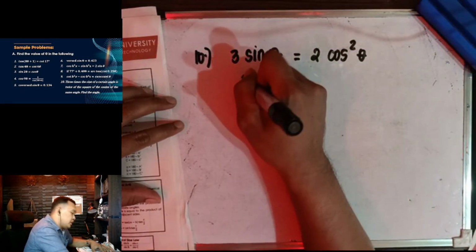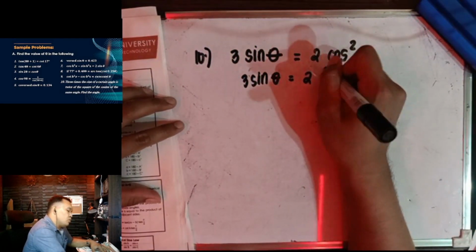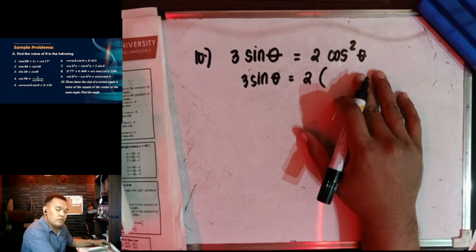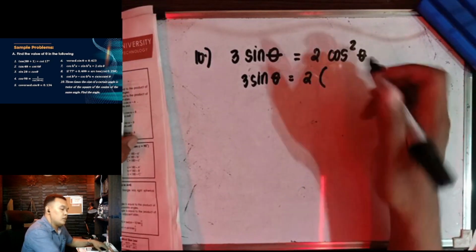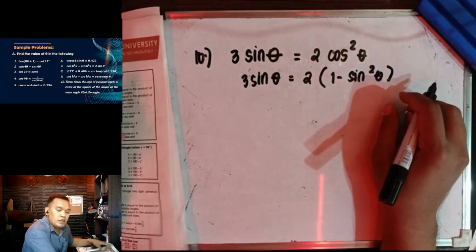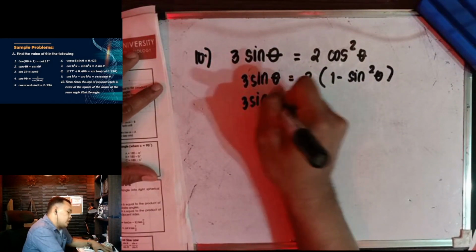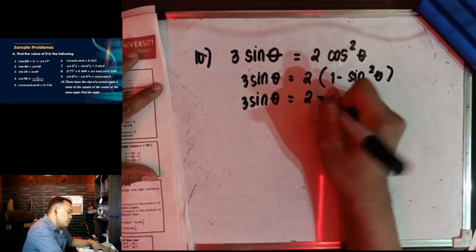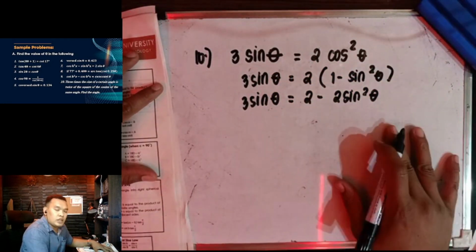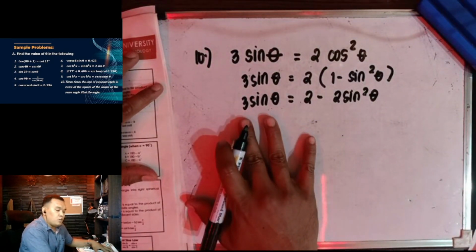So, we have here 3 sine theta is equivalent kay 2 multiplied by cos squared theta, may identities po tayo dyan. So, we could identify that the identities of cosine squared theta is equivalent kay 1 minus sine squared theta. Okay? Then, expand na lang po natin. We have here 3 sine theta is equivalent kay 2 minus 2 sine squared theta. Then, ayusin lang natin. So, kung mapapansin mo, may squared ka dito, may ano ka din dito.